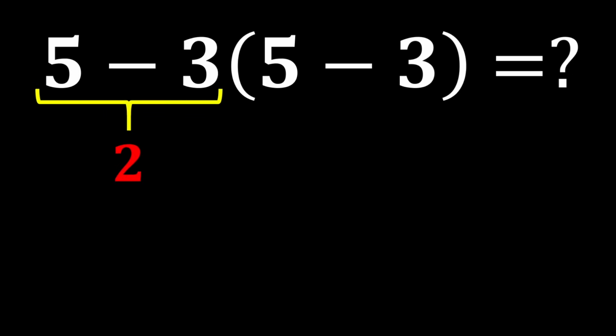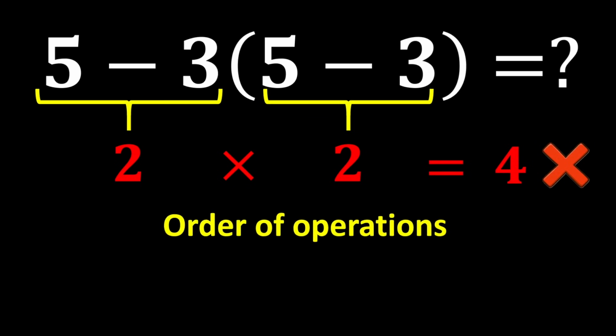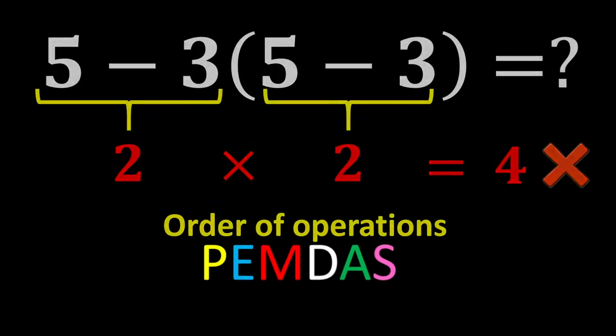5 minus 3 gives us 2. And again inside the parentheses 5 minus 3 gives us 2. And 2 multiplied by 2 gives us 4. But this answer is not correct. Because we did not follow the order of operations, which is called PEMDAS.